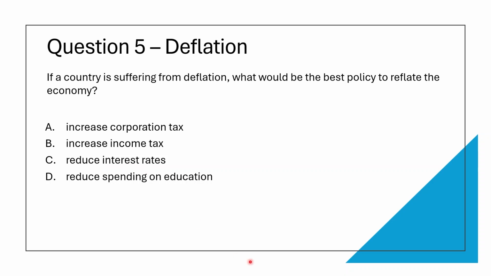Reducing interest rates makes borrowing cheaper, which increases consumption and investment. This would raise aggregate demand and help reflate the economy. So the correct answer is C, reduce interest rates.